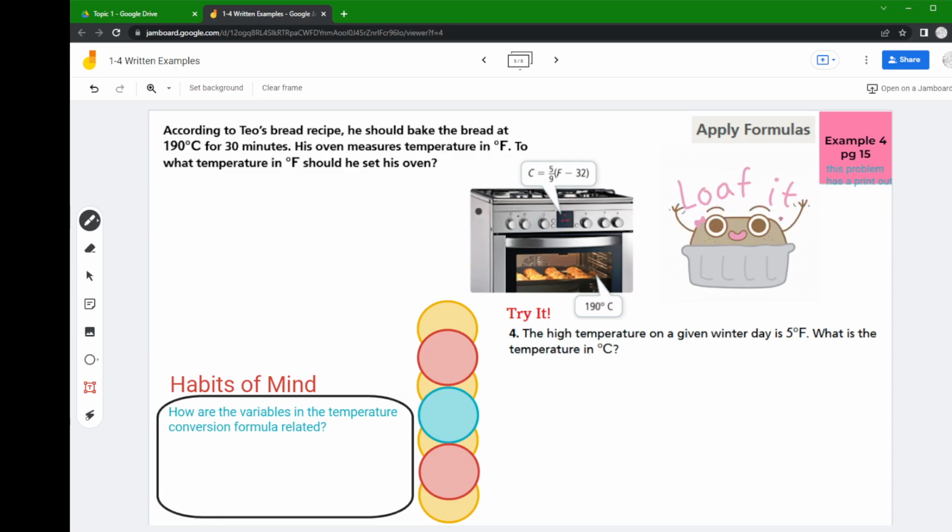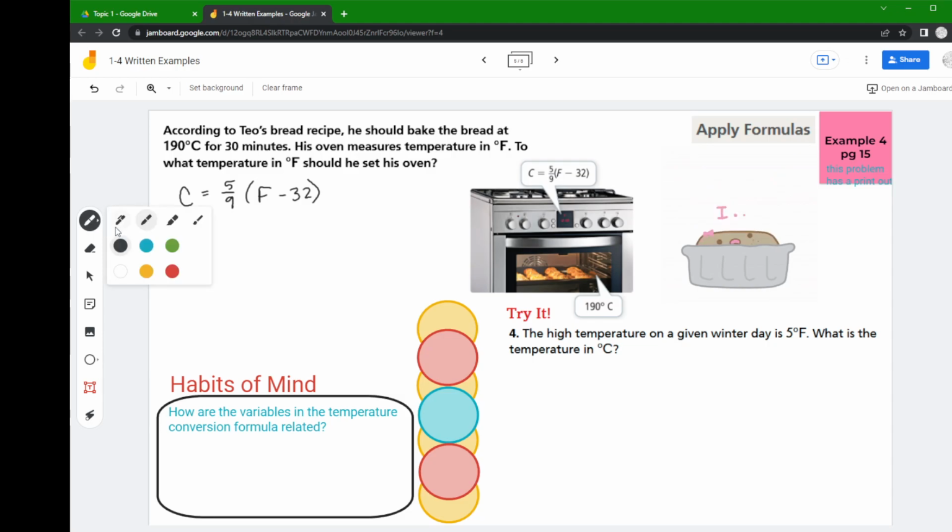So if you look at the oven, which has his loaf of bread in there, they actually give you the formula. So Celsius is equal to 5/9 times Fahrenheit minus 32. Alright, so what we want to do is get the F, the Fahrenheit, by itself.